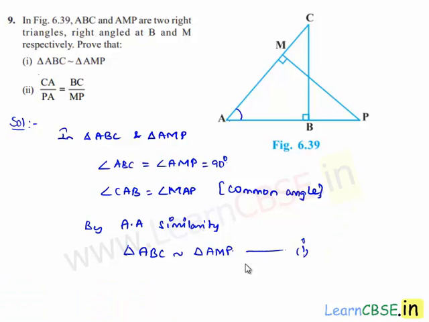We know that when two triangles are similar, then corresponding sides will be in proportion. So here AB by AM is equal to BC by MP is equal to CA by PA. If we consider the last two terms of the proportion, then we get CA by PA is equal to BC by MP. This is what our second proof required.